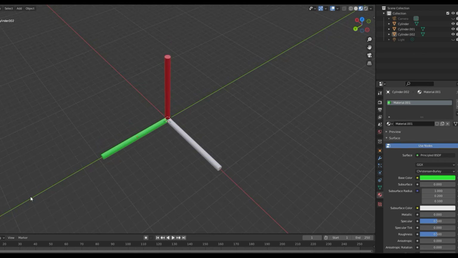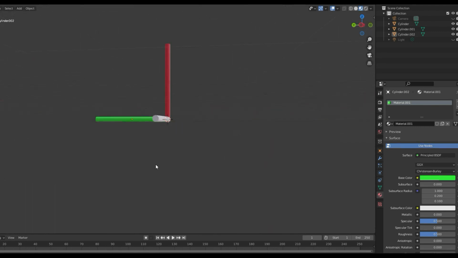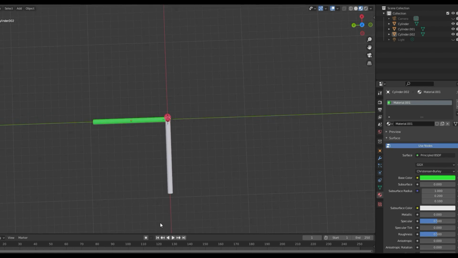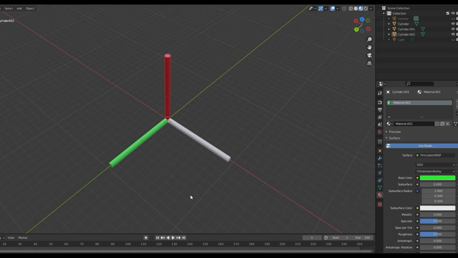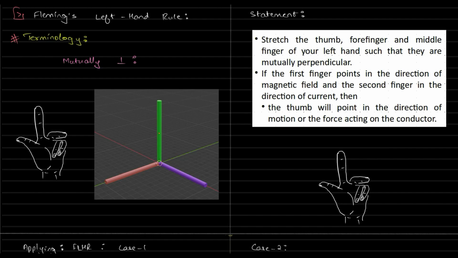Understood? So these three rods are mutually perpendicular to each other. Again, if you look at it carefully, 90 degrees between those two, and 90 degrees between these two. Make sense? So they make an angle of 90 degrees with each other. So it's called mutually perpendicular between themselves.